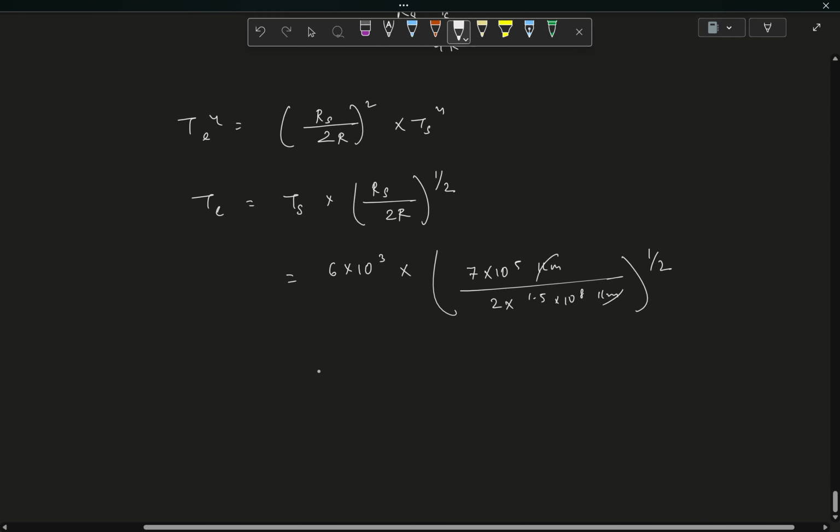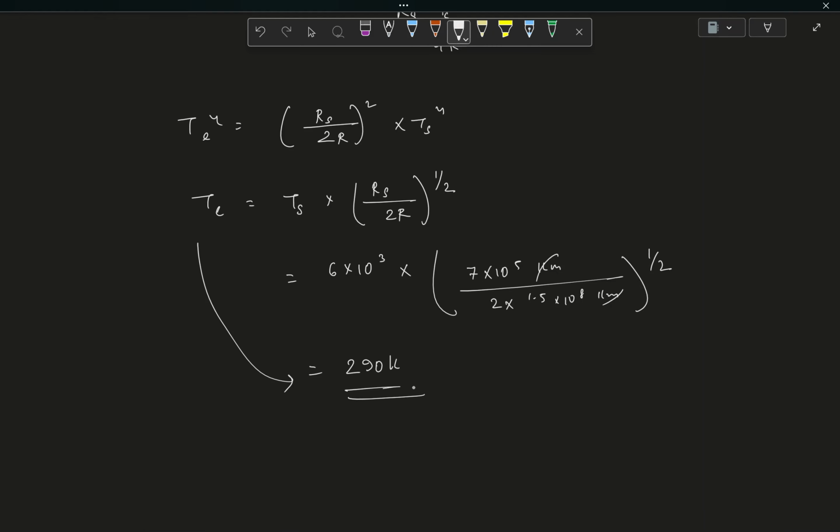By calculating this, we will get the value of 290 Kelvin. This is the temperature on Earth's surface after it reaches thermal equilibrium. When it reaches thermal equilibrium, the rate at which it absorbs energy from the Sun's radiation becomes equal to the rate at which it is emitting radiation from its surface. So the equilibrium temperature is T equal to 290 Kelvin. Hopefully this is clear.